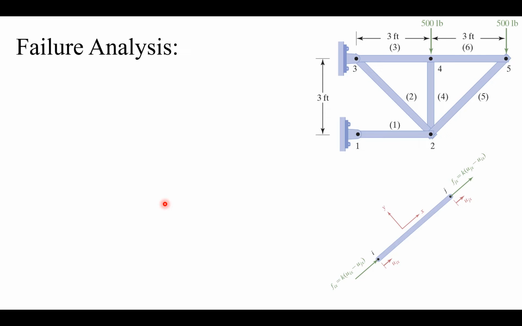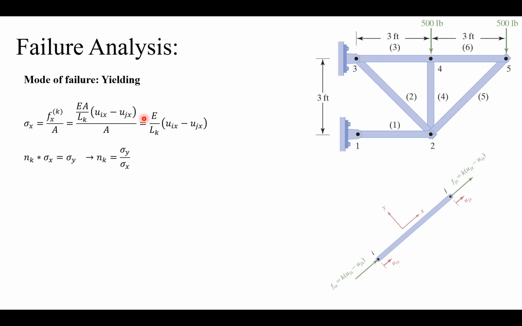For failure analysis, we have two different modes of failure. Our members are either in tension or compression. That means that our elements could yield or they could buckle if they are in compression. So we have to take into account both modes of failure. So for yielding, we know the stresses. We have to compare it with the yield strength of our material and then find a safety factor. Nk means the safety factor of member k, because each member is going to have a different safety factor because they have different stresses. If they are all made of the same material, that means that some members are likely to fail first before the other ones. This is based on yield.